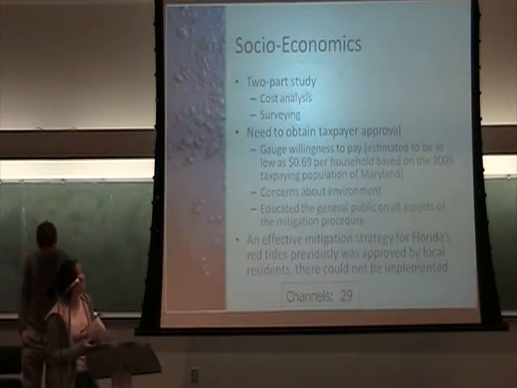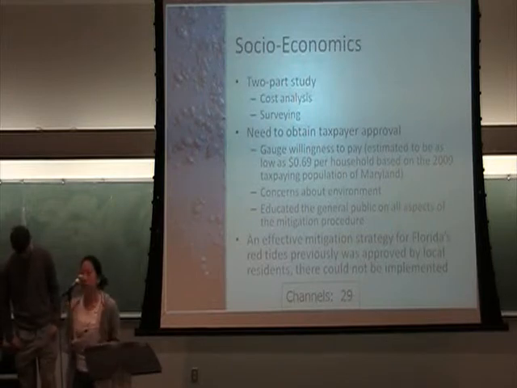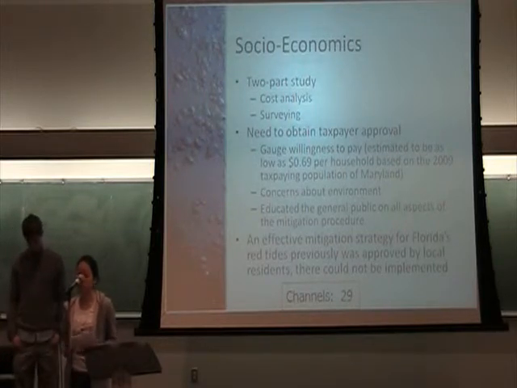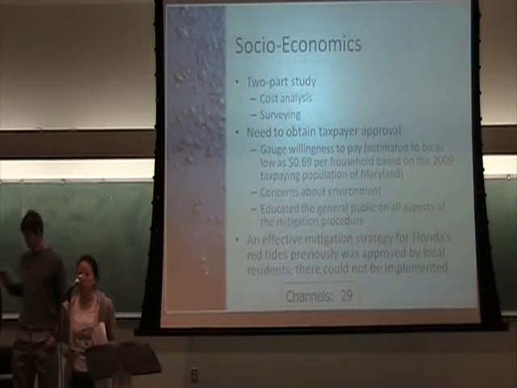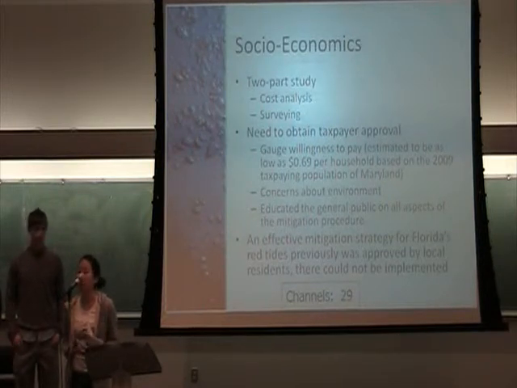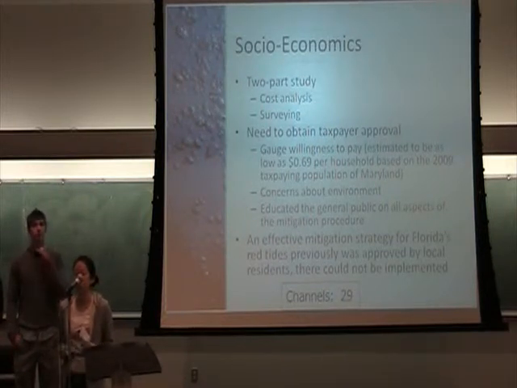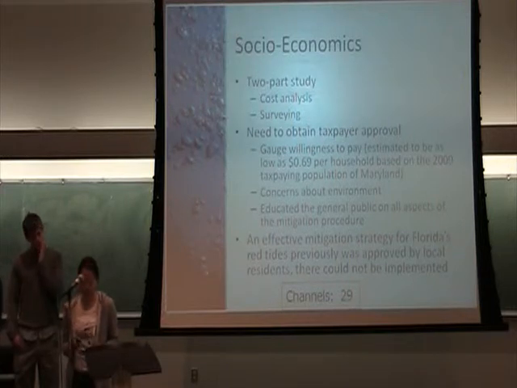So the reason we have to survey the constituents of Maryland is because in Florida in the 90s, scientists actually found a way to mitigate the red tide booms. I'm sure that you may have heard of those. And it was all ready to go, but because the public decided to dissent and say, no, we do not support this, the scientists wasted all their time and could not go further with their research.